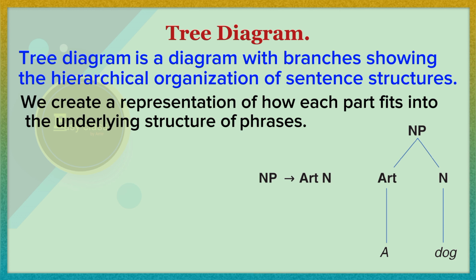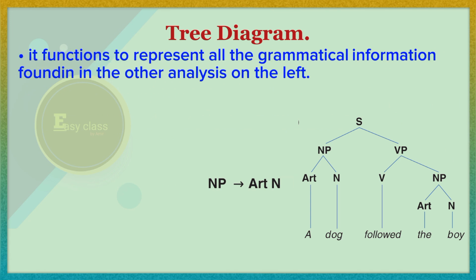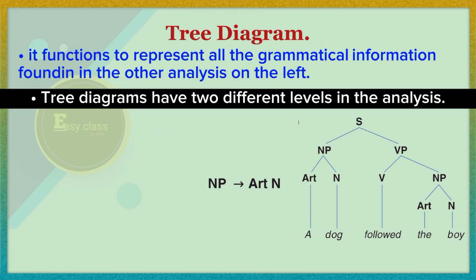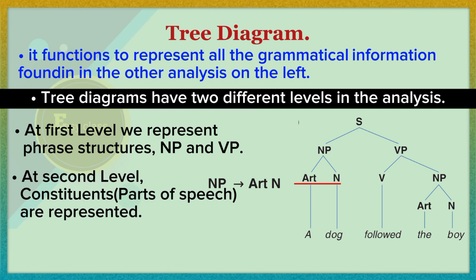The information in a phrase structure rule, on the left, can be expressed in a tree diagram, on the right. We read it as a noun phrase consists of an article and a noun, and we represent this in the tree diagram, as shown in this picture. It functions to represent all the grammatical information found in the other analysis on the left. It also shows very explicitly that there are different levels in the analysis. That is, there is a level of analysis at which a constituent such as NP or noun phrase is represented, and a different, lower level at which a constituent such as an article is represented.